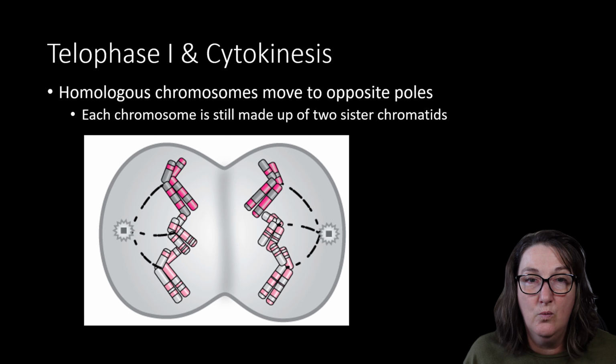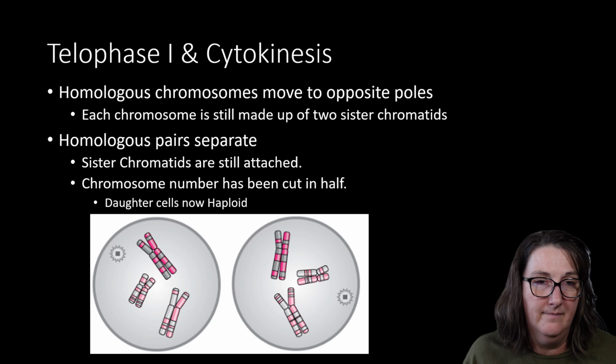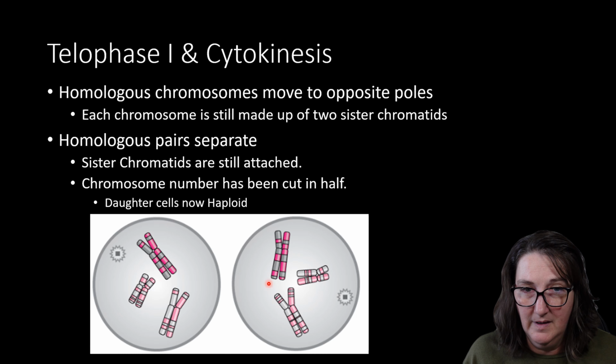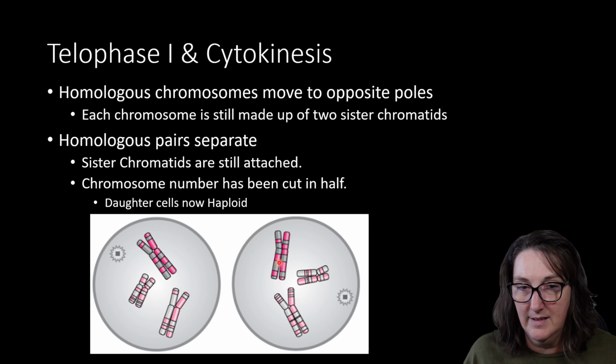Now I have telophase 1 and cytokinesis. These homologous chromosomes are going to move to the opposite ends of the cell. Each chromosome is still made up of these two sister chromatids for right now, so they're still attached at this point. So now I'm going to have two separate cells, okay? Since the chromosomes have been cut in half, they call it haploid, but my number is still going to be 46 for right now.